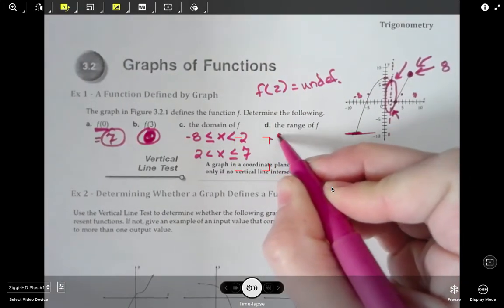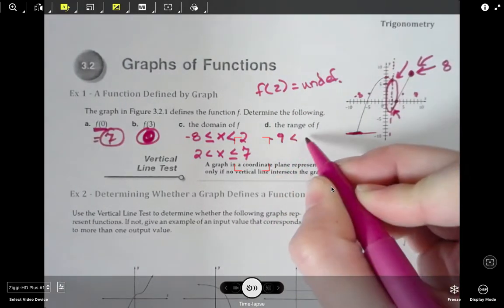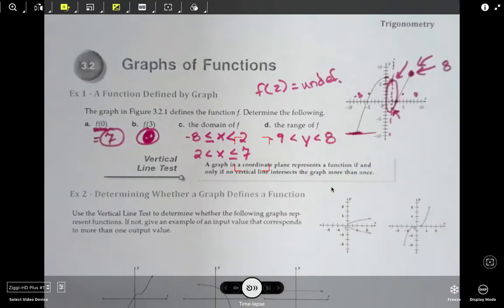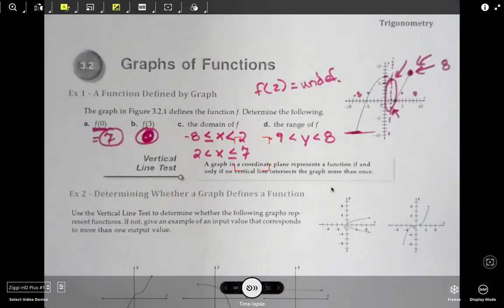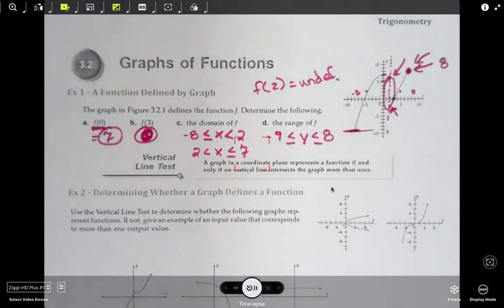So the y-coordinates are between -9 and +8. Or is it including -9 and +8? Yes. So that's what my range looks like: -9 to 8, like that. And you can do that in interval notation if you want to. It would just be brackets, -9, 8 bracket.